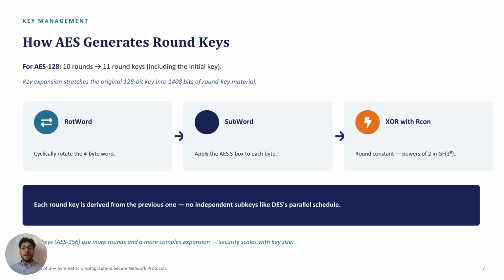1408 bits of key material from 128 bits of input. The expansion uses the S-box and a set of round constants to ensure that each round key is highly dissimilar from the others, and that knowing one round key doesn't easily reveal the master key. AES-256 uses 14 rounds and a correspondingly larger expansion.